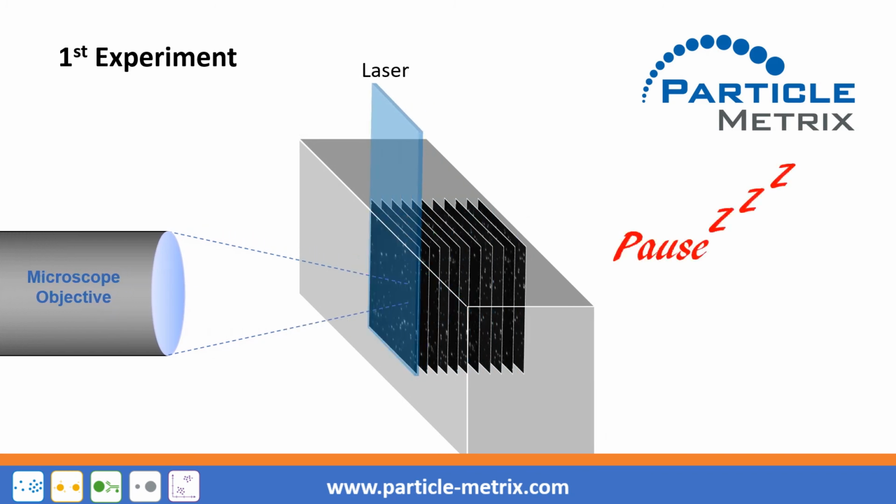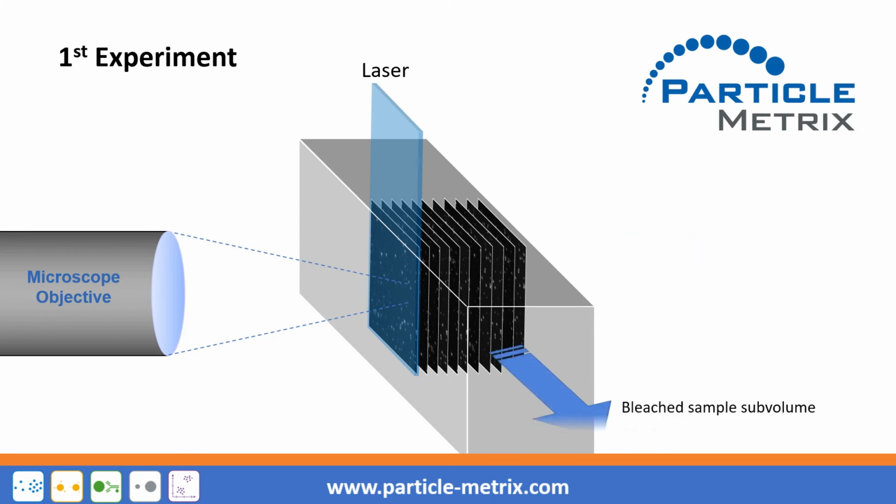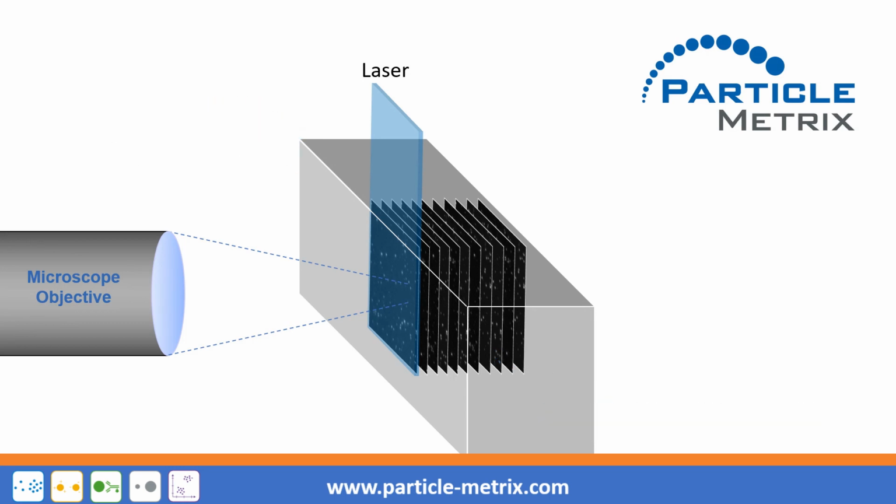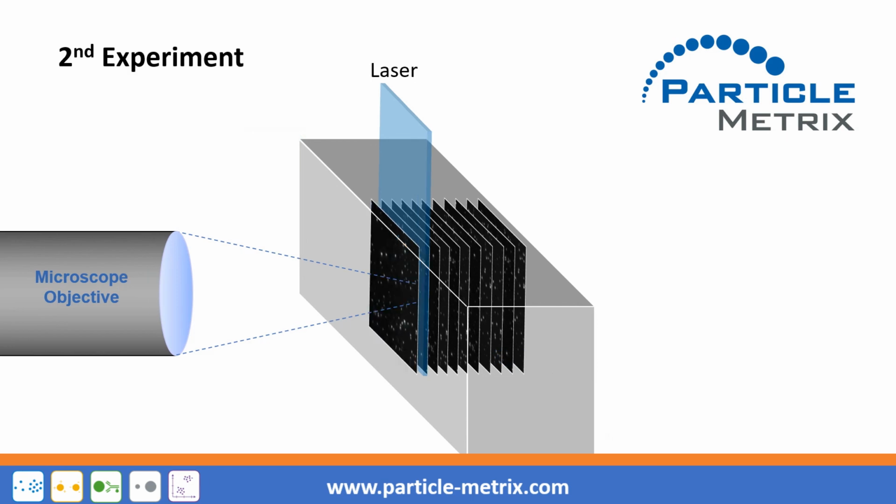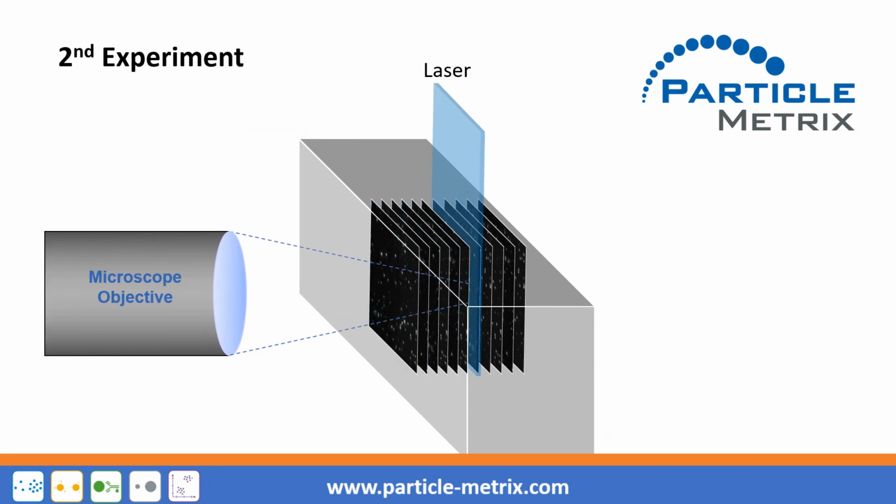At the end of the pause and before the next experiment is started, the pump moves the particles already measured in the sample by 30 microliters out of the field of view and new unbleached particles into the field of view. Please note that bleaching of the fluorescent dye cannot be prevented in this way, but it can be significantly reduced.